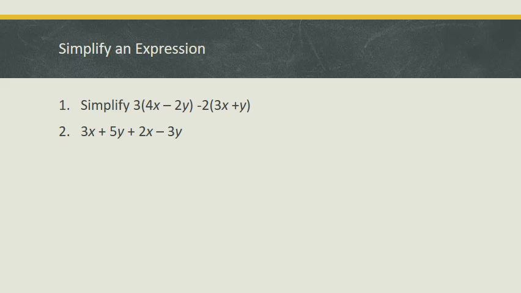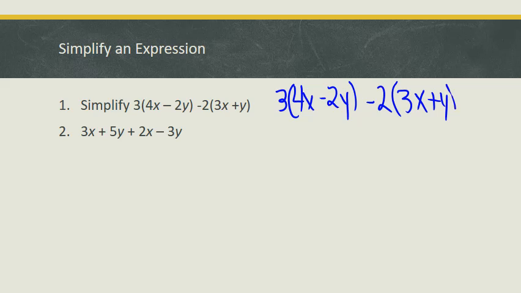All right, so lastly here we're being asked to simplify expressions. And let's see, I'm going to write this first one out. So we've got 3 times 4x minus 2y minus 2 times 3x plus y. All right, so we're going to use our distributive property. And I'm going to distribute the 3 to the 4x. That's going to give me 12x.